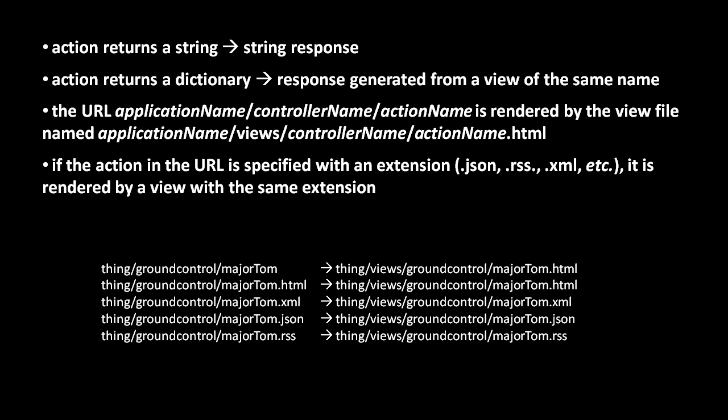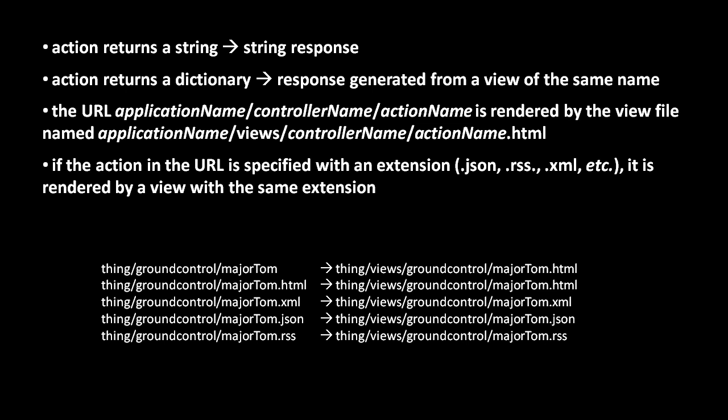So given a path application name slash controller name slash action name, if the action run returns a dictionary, then the response will be generated by the corresponding view file with the same name, though actually ending in the extension .html. However, if in the URL path a different extension is appended to the name of the action, then the corresponding view will be that with the same name ending in that specified extension. So here we list some examples.